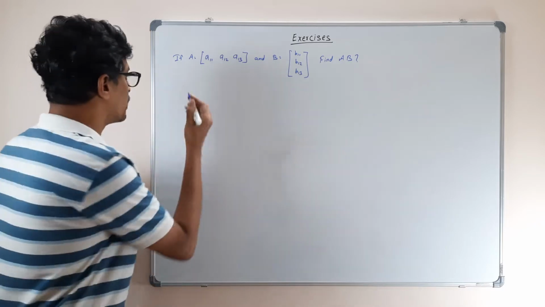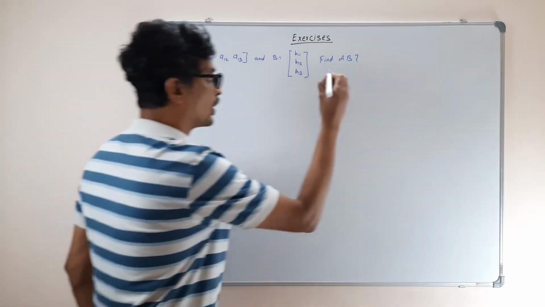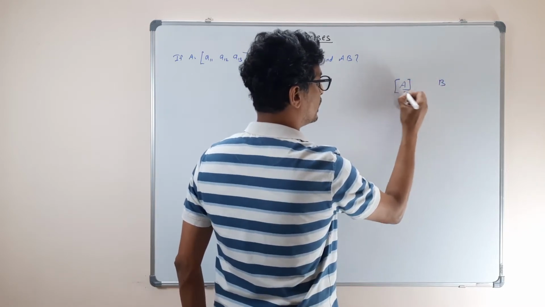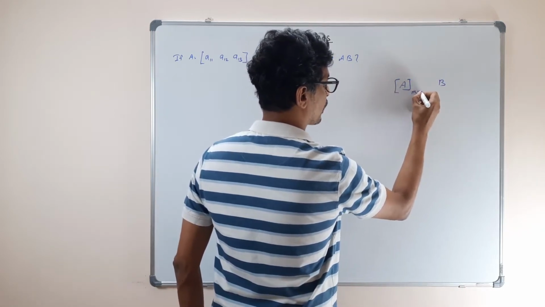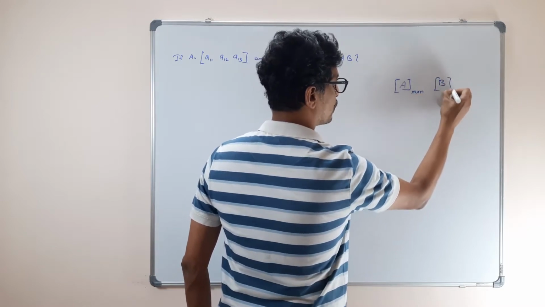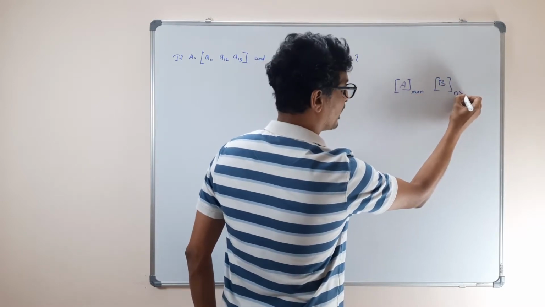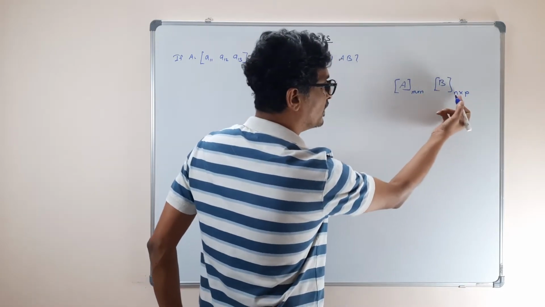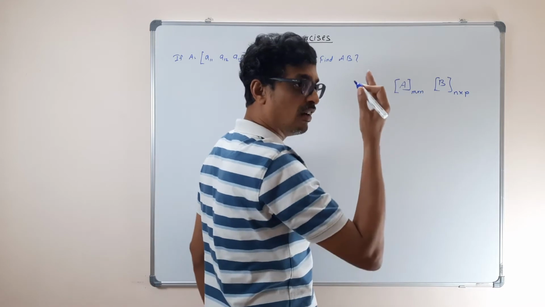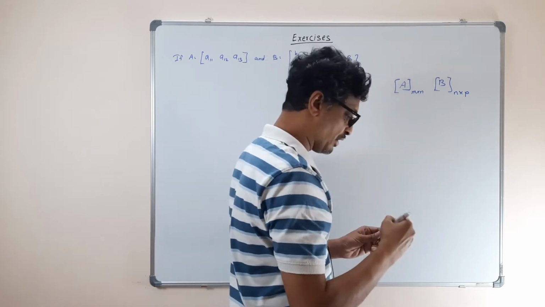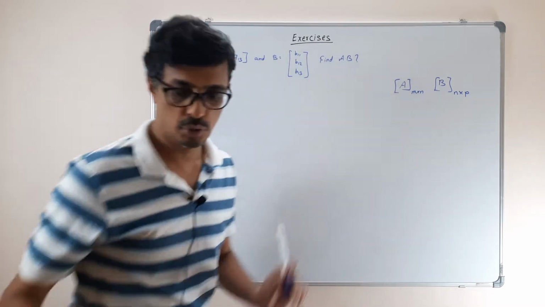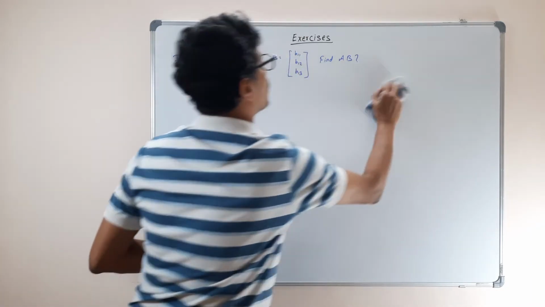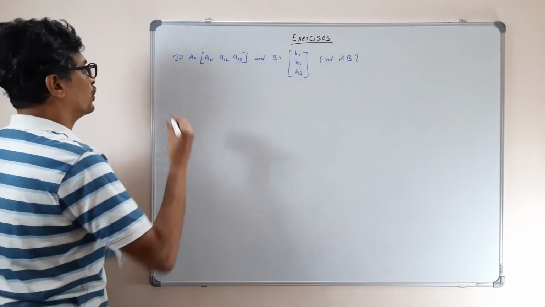Correct? Conformable means what? If you are given a matrix A and a matrix B, if this order is M cross N, then this order should be N cross P, whatever. But this column and this row should always be equal. Then only you can do that matrix multiplication. So here let us see. This is very simple. So, solution.